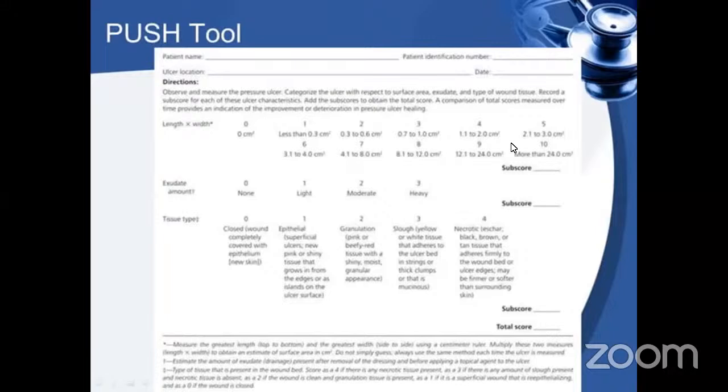How much area is involved, how much exudate there is, whether it is none, light, moderate, or heavy, and the tissue type, whether the ulcer is closed, or there is epithelial involvement, or granulation, or is it slough, and lastly, eschar formation. So we will add the sub-scores and obtain the total score. The comparison of the total scores measured over time provides an indication of the improvement or deterioration in pressure ulcer healing.